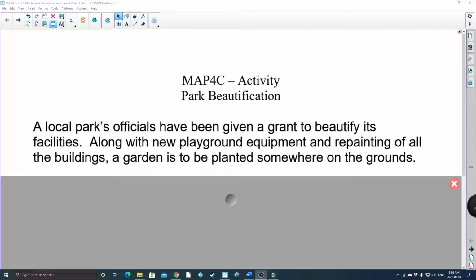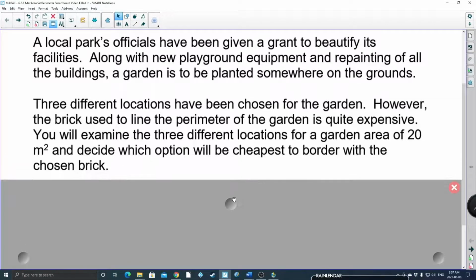So this activity starts by saying local parks officials have been given a grant to beautify its facilities. Along with new playground equipment and repainting all of the buildings, a garden is to be planted somewhere on the grounds. 3 different locations have been chosen for the garden. However, the brick used to line the perimeter of the garden is quite expensive. You will examine the 3 different locations for a garden area of 20 square meters and decide which option will be the cheapest to border with the chosen brick.